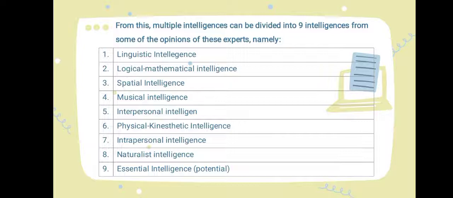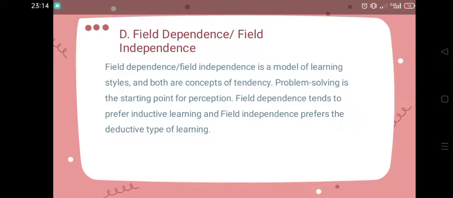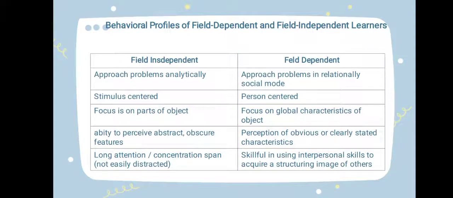Okay, next, D, field dependence or field independence. Field dependence or field independence is a model of learning styles, and both are concepts of tendency. Problem solving is the starting point for perception. Field dependence tends to prefer inductive learning, and field independence prefers deductive learning. And the next, behavioral profiles of field dependent and field independent learners.